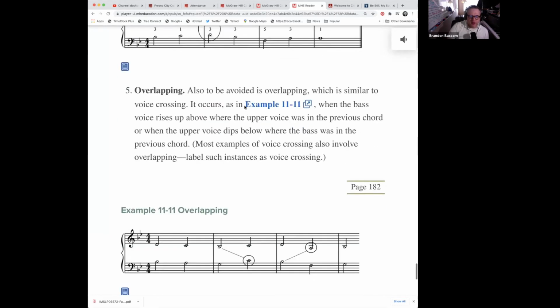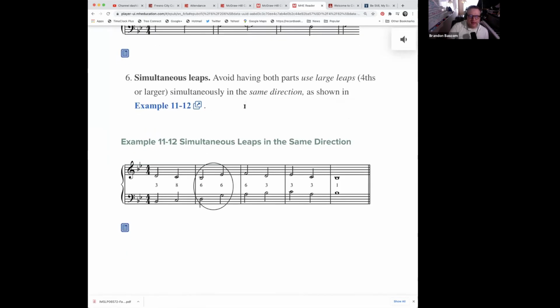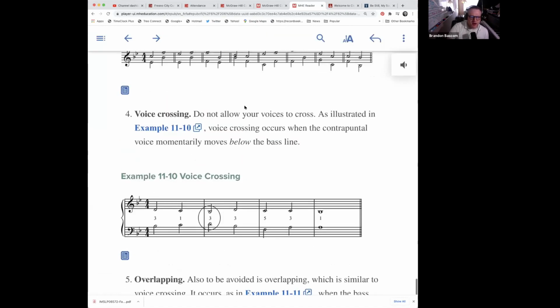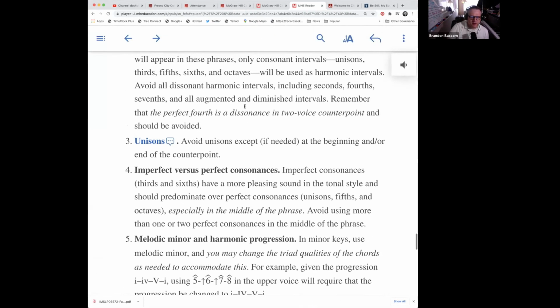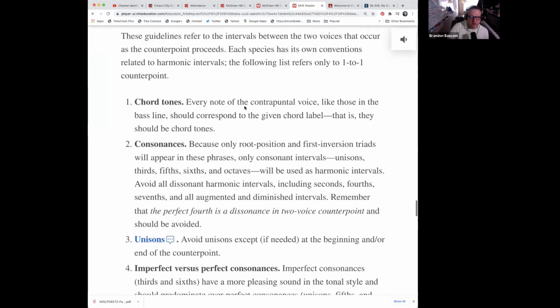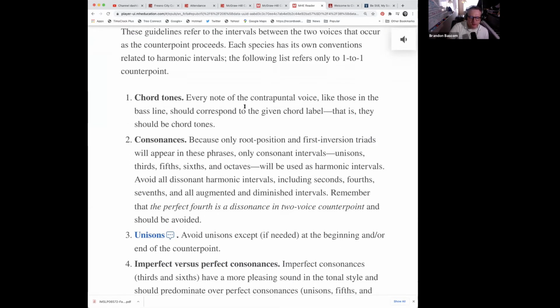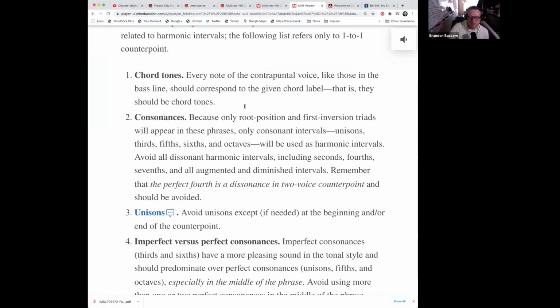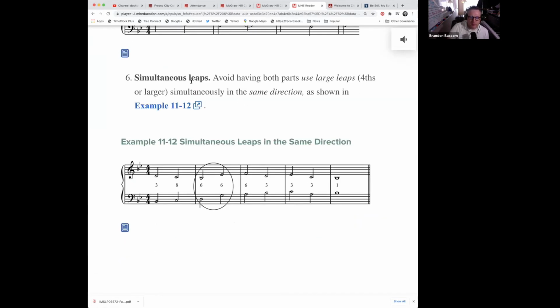Okay, I guess I misread it. You can have unisons if needed at the beginning. It was number 5. Hold on. No, it was number 3. Avoid unisons except at the beginning and or end of the counterpoint. All right. And that concludes this section.